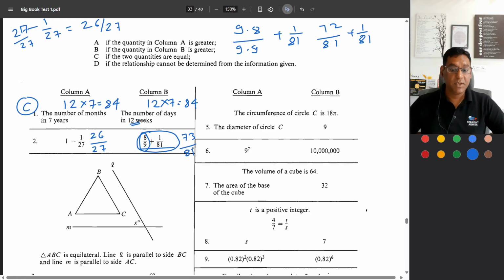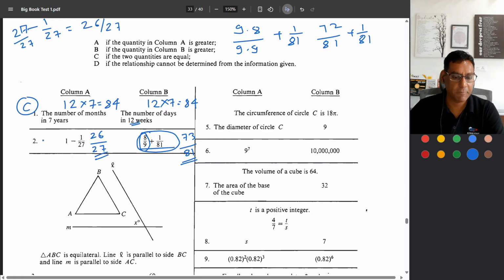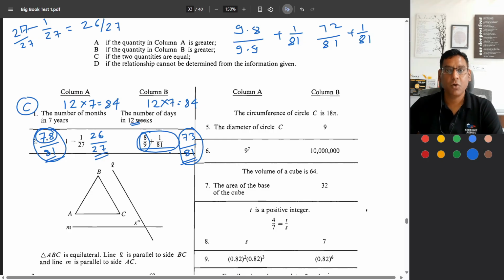All right, okay, but still this is not sufficient because we have 27 here, we have 81 here, but we can easily see that 27 threes is 81. So let's just multiply this figure by 3. What do I get? I get 78. 26 into 3 is 78. 78 by 81 is what I get here, and what I have here is 73 by 81. The denominator is the same, so I'm just going to go with the bigger numerator. The bigger numerator here is in column A. So the answer here is going to be A. All right. Okay, let's move on.